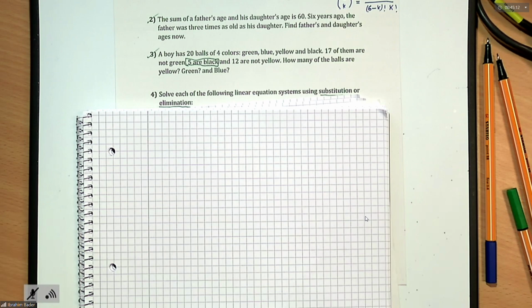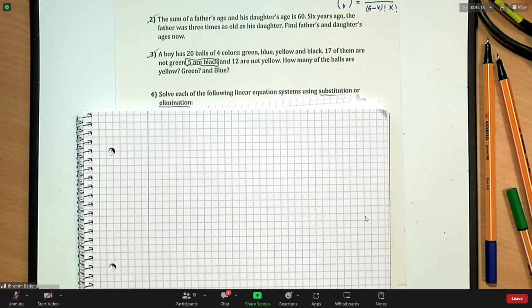What did you get for question number 3? What? 3, 8, and 4.